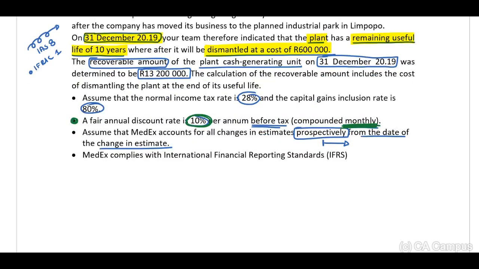We need to determine what is the balance of our IFRS 1 provision at the end of 31 December 2019. Okay, and we need to determine now what is the new IFRS 1 provision at the end of 31 December 2019. Therefore, we need to determine the present value of that 600,000. Right, you with me on this one? Okay.